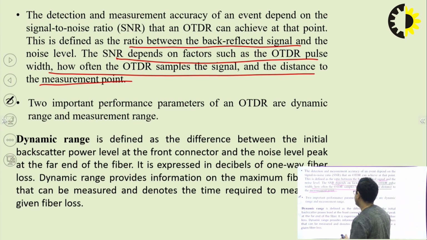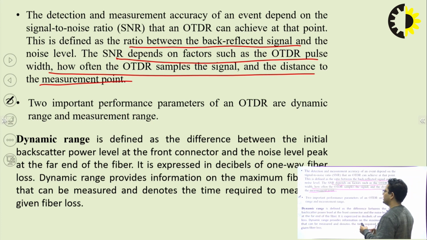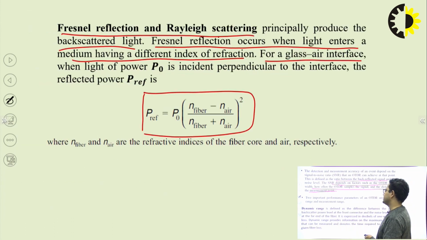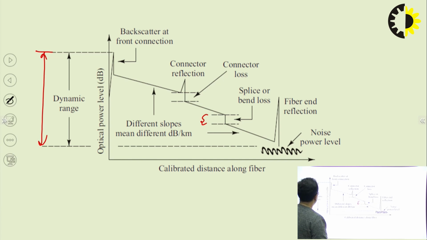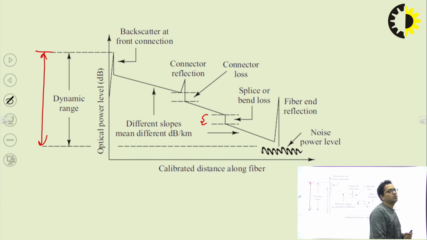Dynamic range is defined as the difference between the initial backscatter power level at the front end connector and the noise level peak at the far end of the fiber. So that difference is going to give us the dynamic range of the OTDR. Again, it is the difference between the initial backscattered power level at the front end connector and the noise level peak at the far end of the fiber. Let us try to see it with the help of this diagram. So the difference between this peak value and this noise level is going to give us the dynamic range of the OTDR.